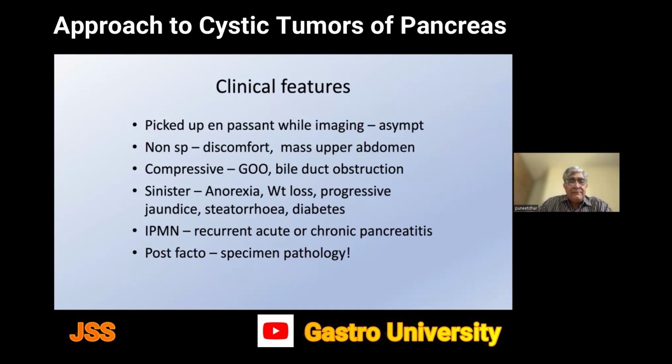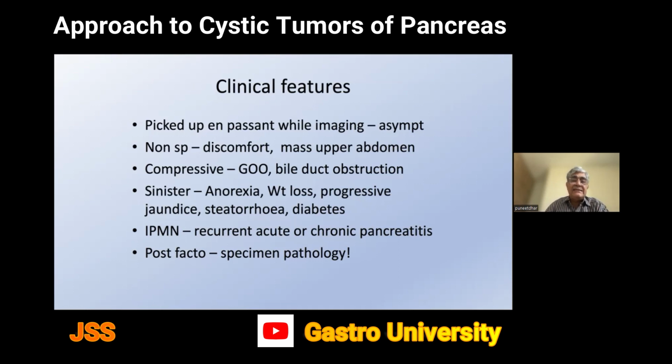But sometimes the symptoms can be more directed. If it's compression, there can be gastric outlet obstruction or bile duct obstruction, or if it presses upon the vessels, we can get a sinistral portal hypertension, or if it's on the portal vein, we can get an extrahepatic portal venous obstruction, a main portal vein portal hypertension.